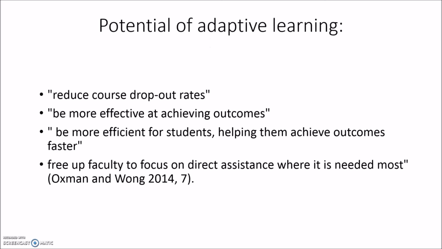Potential of adaptive learning. What it could really help is reduce course dropout rates when students are not happy with that online portion, that it's too burdensome. Also more effective at achieving outcomes. Students can become better. And it's also more efficient. Students require less time. They don't need to come to class as often. And also teachers can focus more on what students need in class the most. And also, the adaptive learning system can focus on what students need right there as they interact with it. So that's the potential of adaptive learning systems.